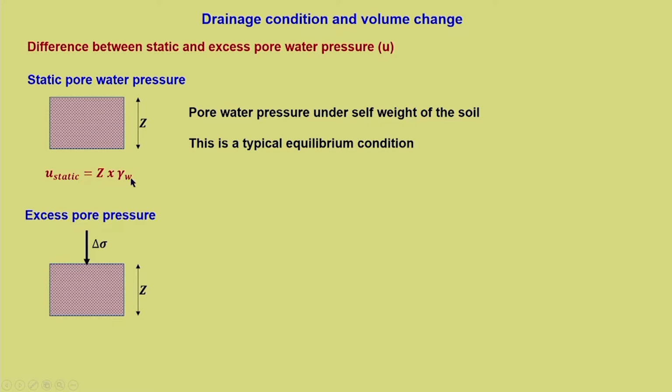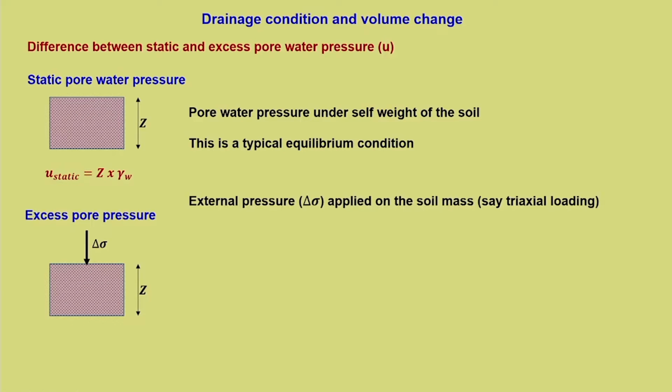Now, to this equilibrium condition, let us say that there is a load acting, delta sigma, the external load or increase in total stress. Now, when we say total stress, we understand this is some additional or extra load acting on the soil. So, external pressure delta sigma is applied on the soil mass, let us say it is a triaxial loading. Now, at time t equal to 0, there is no drainage that can happen, because this is, first of all, cohesive soil. So, at time t equal to 0, there is no drainage.